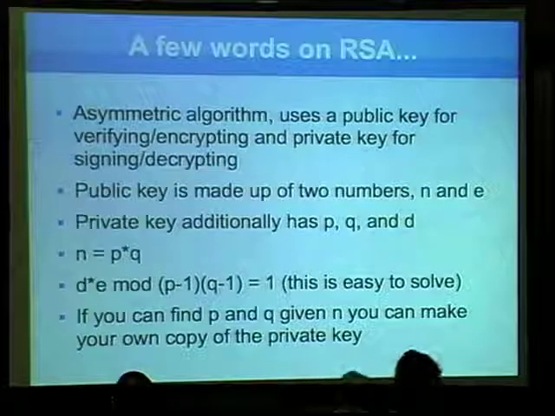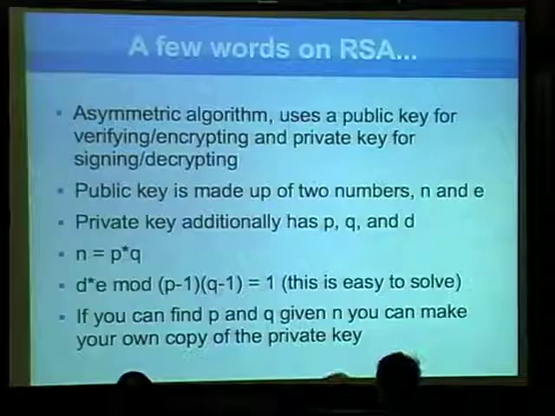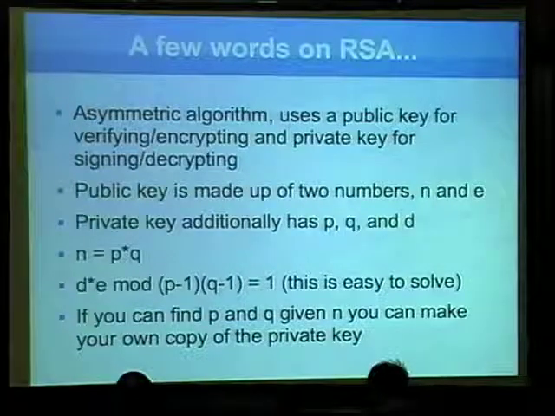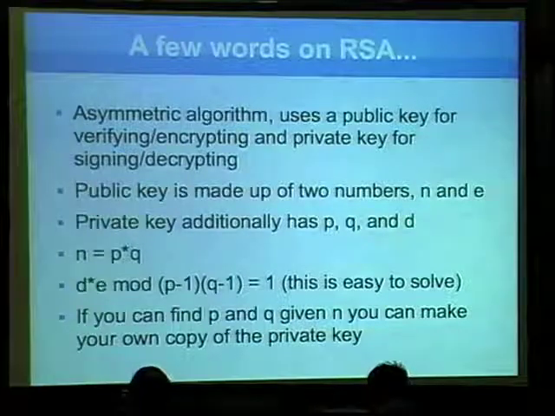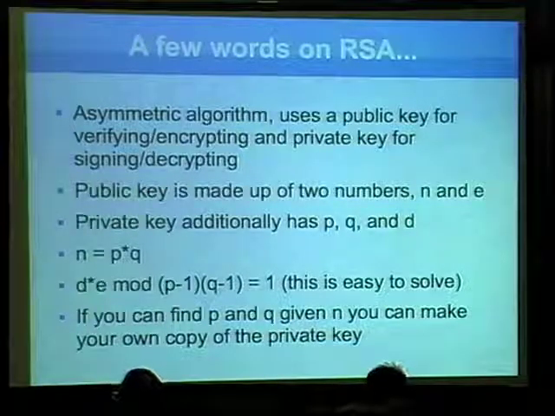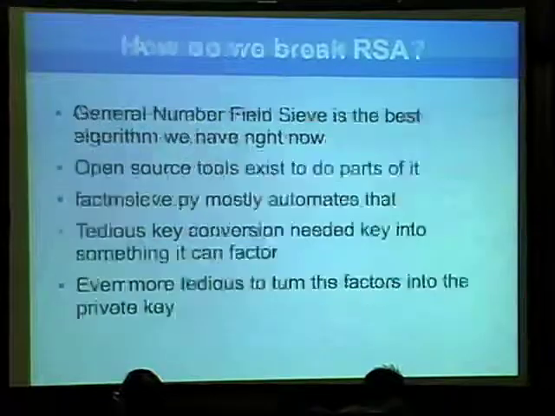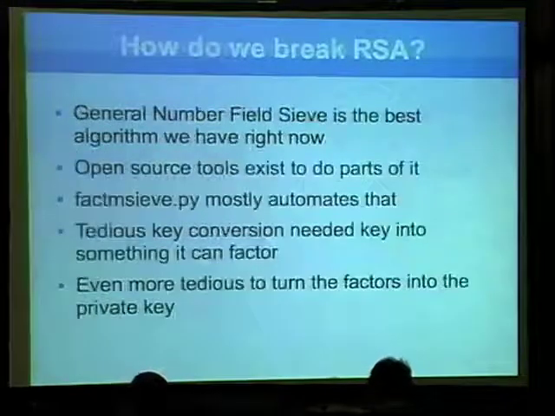Now, 512-bit keys, that's a 155-digit number. That is a lot of work to factor. As I mentioned earlier, it took my PC 22 days to find it. So how do we do this? There's an algorithm called the general number field sieve.